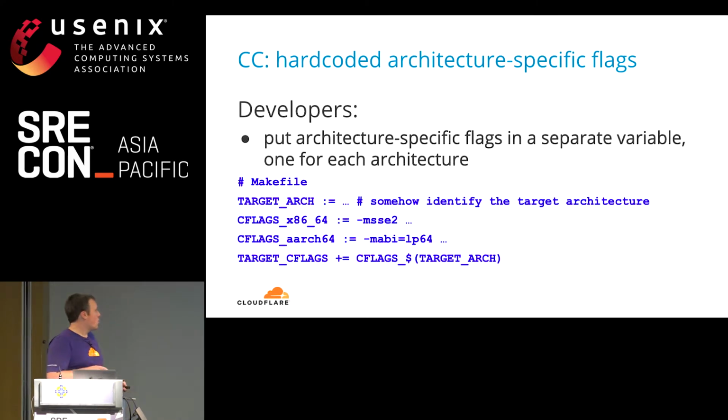So to properly write it, you will have C flags for x86, you have C flags for ARM64, which are different, and then when you compile, you just take whatever the target architecture you're compiling to.